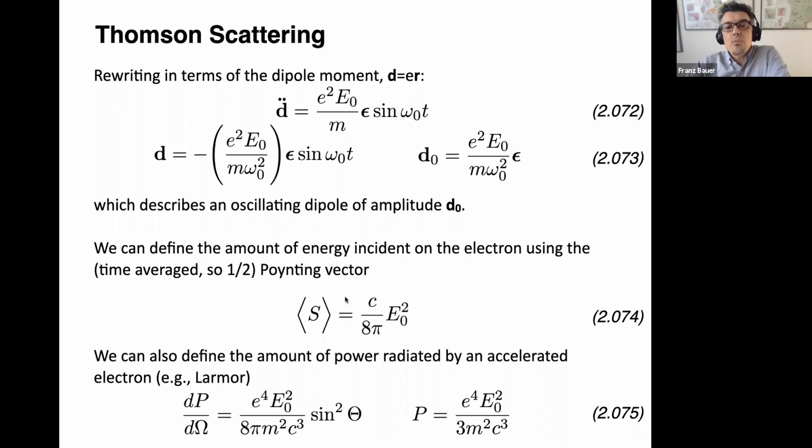And so given this, we can define an amount of power radiated by the electron. This amount radiated is going to be this power per solid angle. So over some portion of solid angle, it would look like this. So it has a sine squared theta dependence. And if we integrate it over the entire thing, the power would equal this, right?